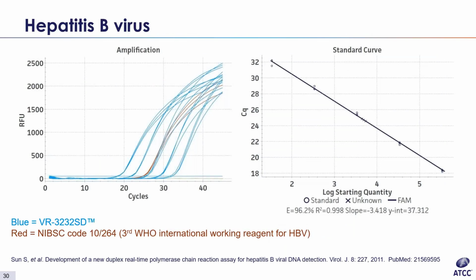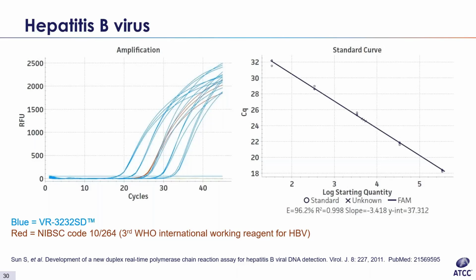This project was similar in many ways to the norovirus redesign follow-up analysis. So first, we generated a standard curve using our hepatitis B and C virus standards. On this slide, you see the hepatitis B qPCR curve, which ranges from 3 × 10⁵ copies to 3 copies in serial 1 to 10 dilutions. The NIBSC hepatitis B working reagent, code 10/264, was reconstituted in 0.5 milliliters of molecular grade water and extracted using a commercially available kit.